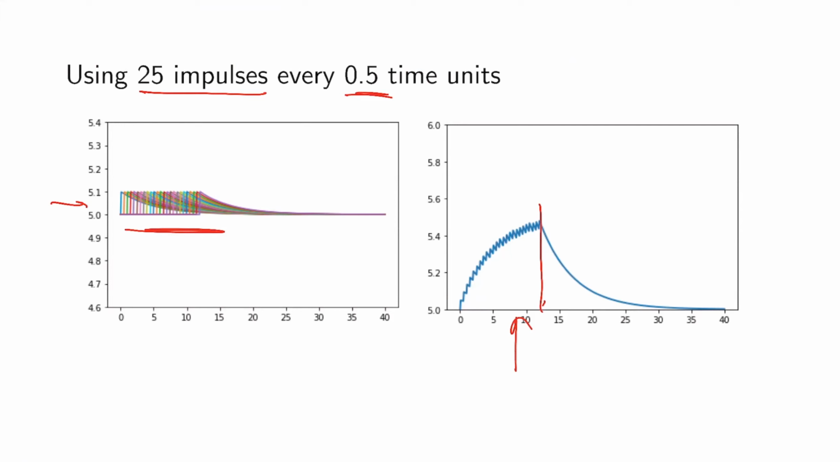Basically, I'm summing up thousands and thousands of exponentials. In this case, only 25 exponentials. So you can see it gets a little bit rough. If you want to do this computationally, you need to be able to sample large numbers of impulses to get this to work.